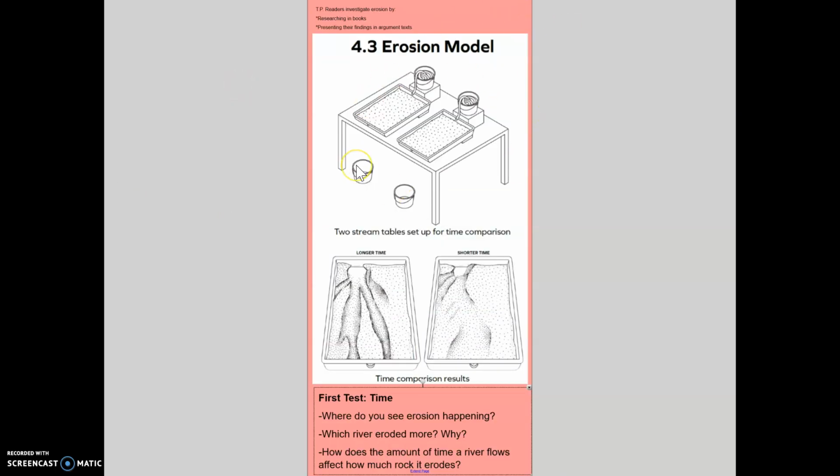So this is our first time comparison. This tray shows the erosion when the river ran for a longer period of time. This tray shows when the river ran for a shorter period of time. So where do we see erosion happening? Kind of everywhere, but I'm seeing the most erosion right at the beginning, right where the water started hitting that sand. Which river eroded more? Definitely the one that ran for the longer amount of time. So how does the amount of time a river flows affect how much rock it erodes? Well, the longer the river runs, the more erosion there's going to be.